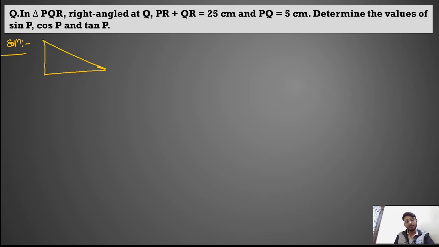This is triangle PQR, with a right angle at Q. Here is Q, here is P, and here is R. Also given is PR plus QR equal to 25, and PQ equal to 5 centimeters.